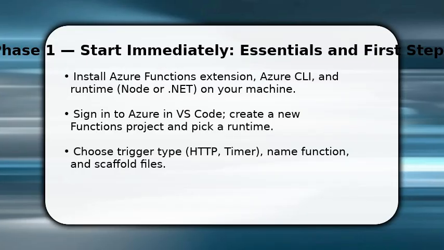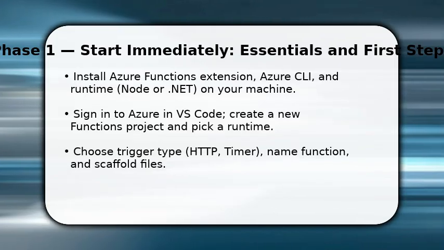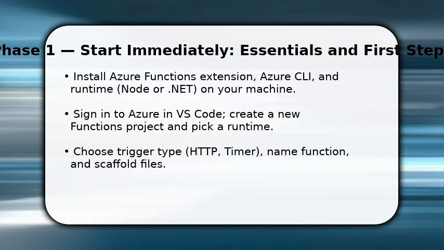You start by verifying prerequisites: Azure Functions extension, Azure CLI, and the chosen runtime, Node or .NET. Once done, sign into Azure inside VS Code so deployment and account access work. Next, create a new Functions project and pick the runtime and language.